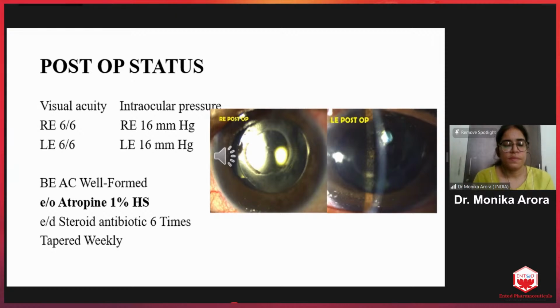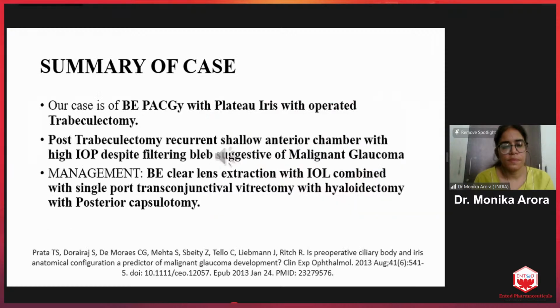Patient was started on atropine eye ointment 1% HS with steroid antibiotic combination eye drop 6 times in a day, which was tapered weekly.